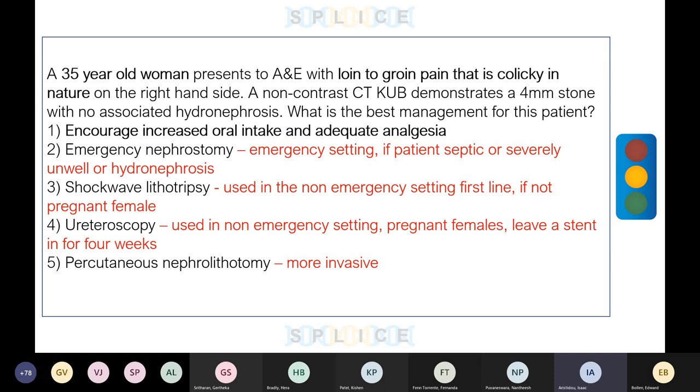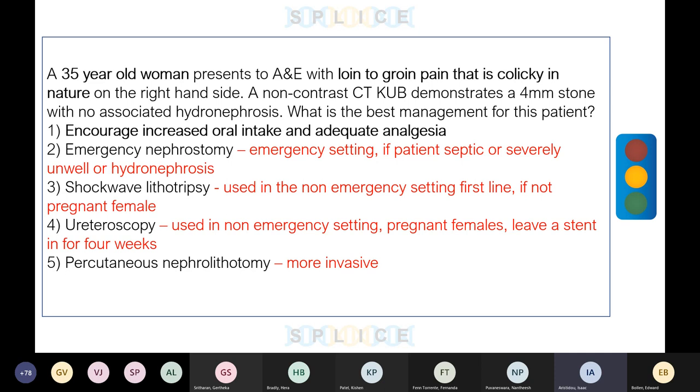So emergency nephrostomy, we already spoke about, is in an emergency setting: if the patient's septic, severely unwell, or there's hydronephrosis. Shockwave lithotripsy is used in a non-emergency setting. This is the one that you don't use in pregnant females. I've seen that on PassMed and stuff a few times. Ureteroscopy is a non-emergency one, and you can use that in pregnant females, and you leave a stent in for 4 weeks. Percutaneous nephrolithotomy, you're going in and taking it out.